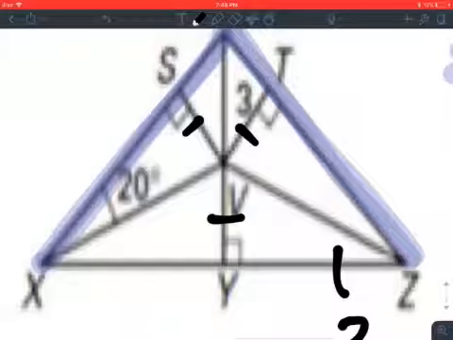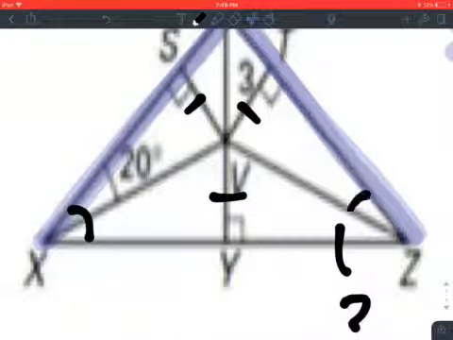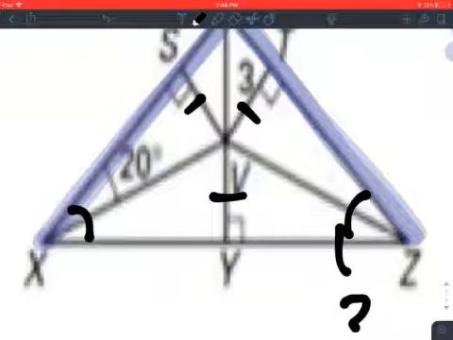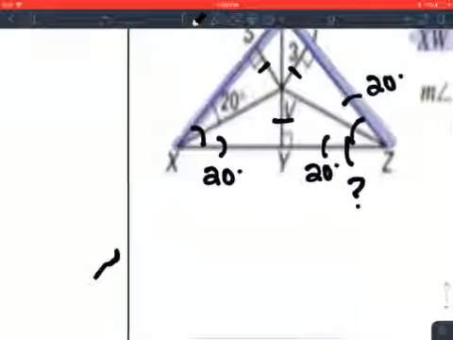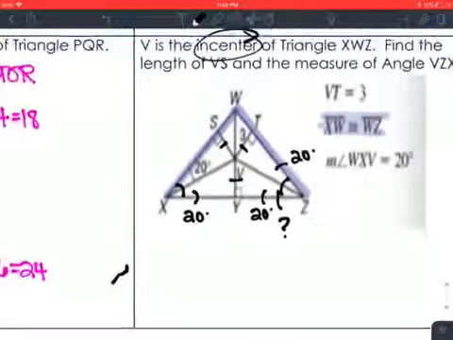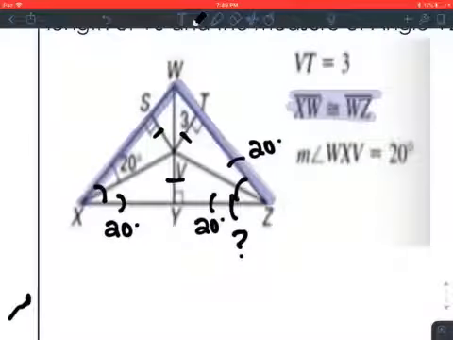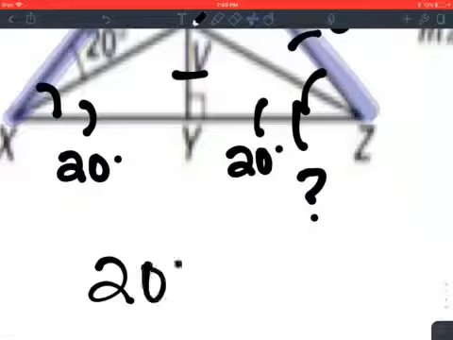And that's going to be helpful because what we know is that that triangle right here is isosceles, which means that this angle is congruent to this angle, okay? And because it's an angle bisector, we know that this angle has to be 20, which means that these two angles also have to be 20. So our missing angle here, of VZX, is going to be 20 degrees.